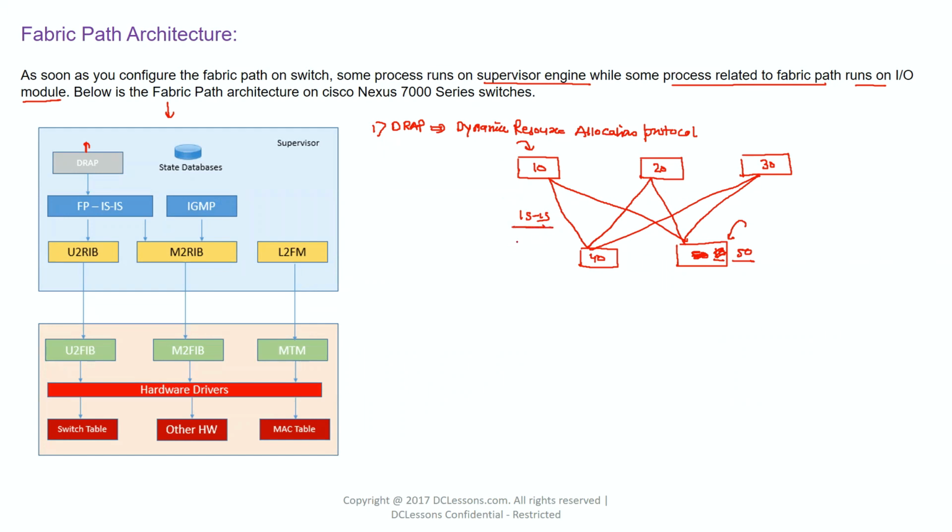And after that, the shortest path from each switch to every other switch will be calculated. So from switch 10, what is the shortest path to reach switch 40? What is the shortest path to reach switch 50?